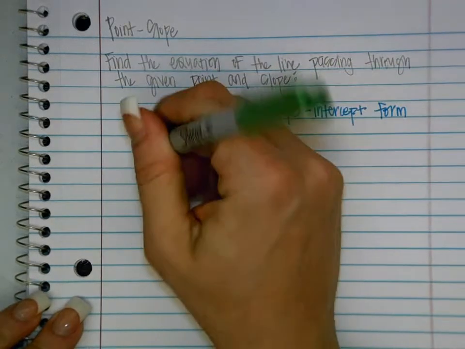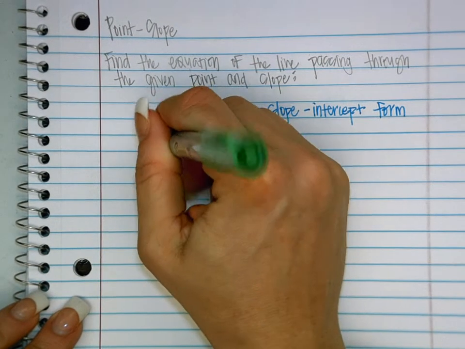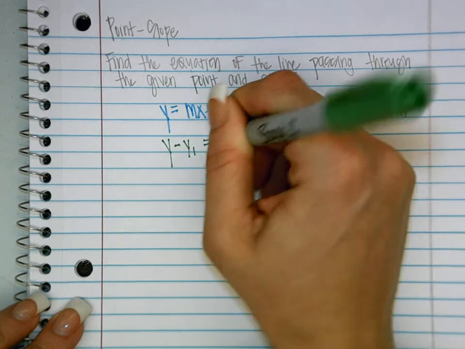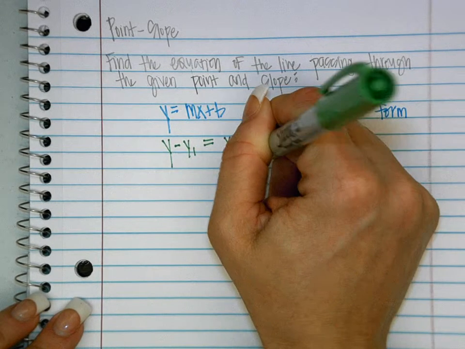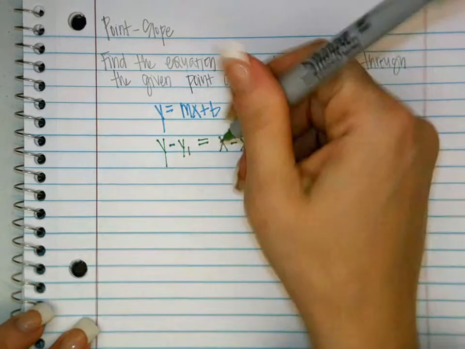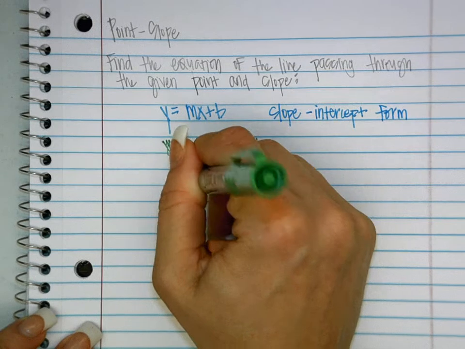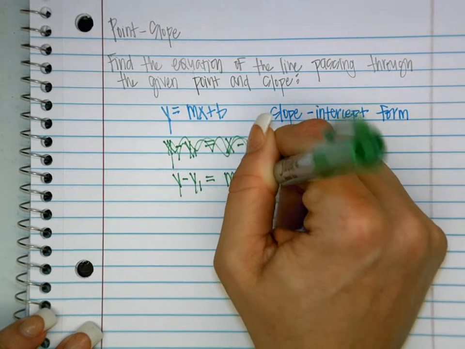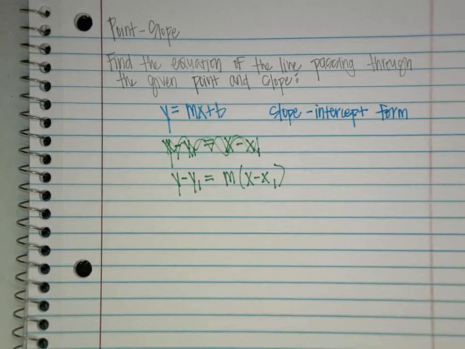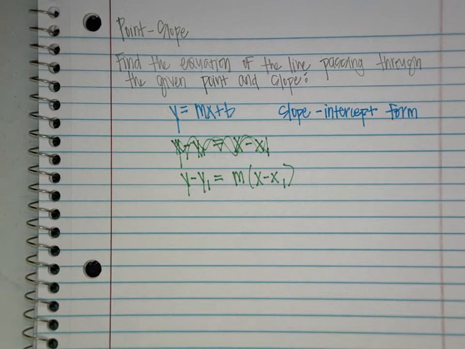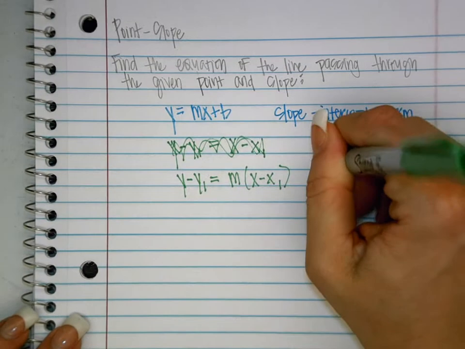So today, we're going to work with a different equation. Sorry, I just wrote it wrong. It's called y minus y1 equals m times x minus x1. Okay? Y minus y1 equals m times x minus x1. Write that one down. This is the formula we're going to use today, and this is called point slope form.